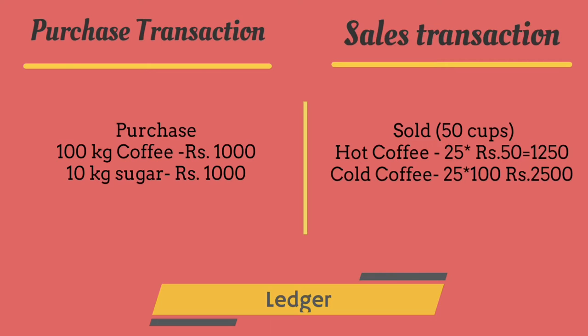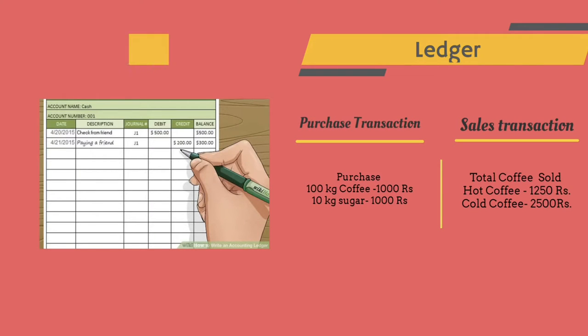Situation 1 gives us purchase transactions. Situation 2 gives us sales transactions. Purchase transactions are then recorded in the purchase ledger. Sales transactions are then recorded in the sales ledger. The ledger is made up from the journal book.